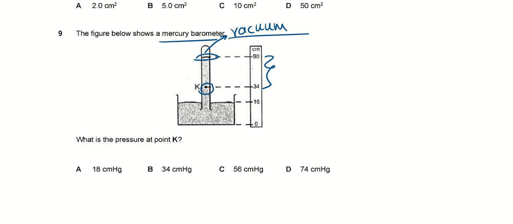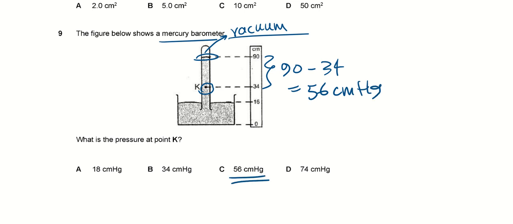Imagine you are now at K. What is weighing down on you? Vacuum, right? But vacuum is nothing. What else is acting down on you? The height of the liquid above you. So what is the pressure at point K? Will be 90 minus 34 to find the height of the liquid above me.